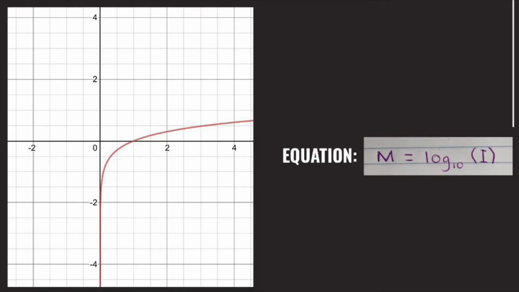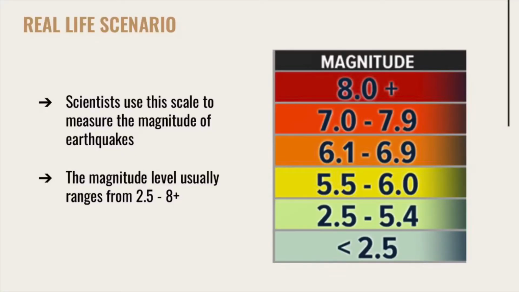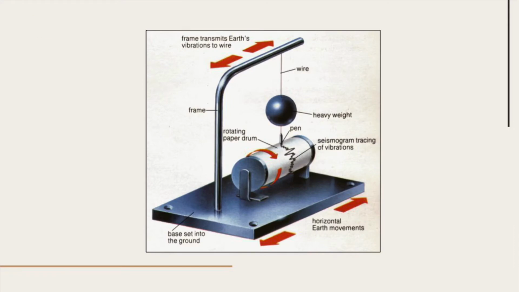This is the graph for the original equation, m equals log I. And this is the graph for the inverse relationship of the original equation, which is 10 to the power of m equals I. Scientists use the scale to measure the magnitude of earthquakes. The magnitude level usually ranges from 2.5 to 8 plus, and the machine that is used to measure is called a seismograph, which looks something like this.